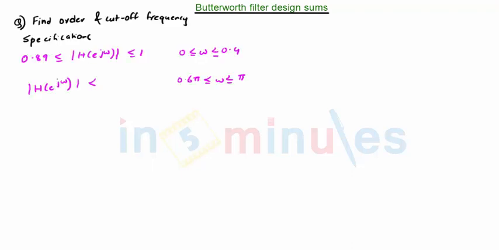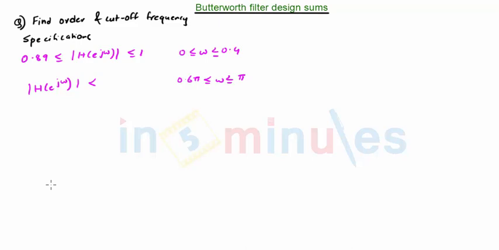In this video we will see one sum based on Butterworth filter. Let us see the question. The question states that we have to find out the order and cutoff frequency of digital filter with these specifications. The specifications are as follows.